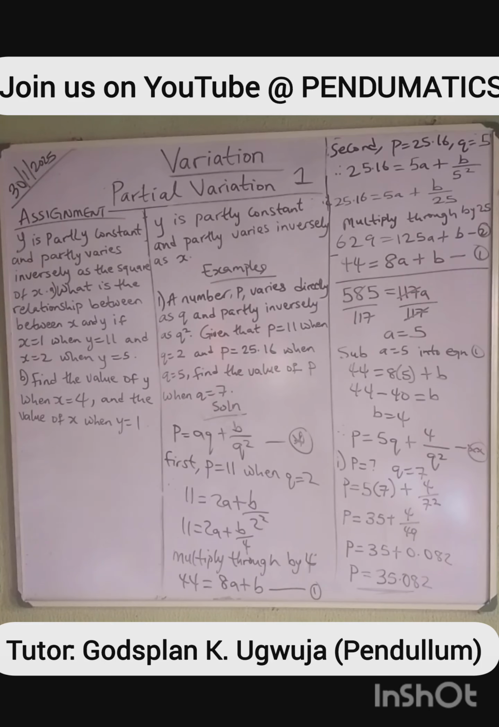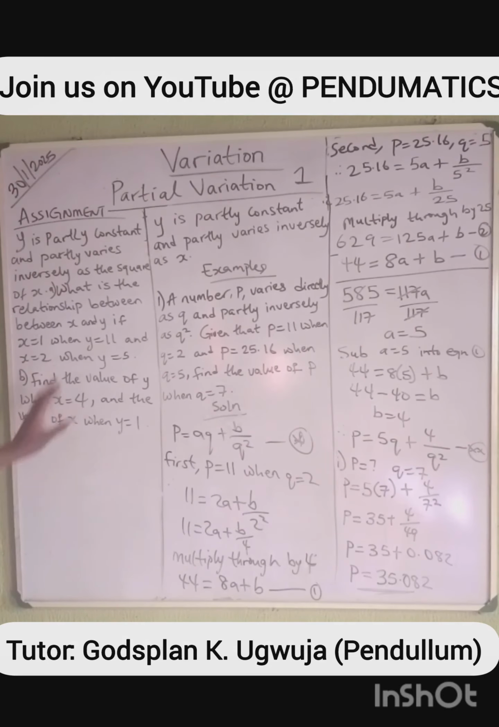and b, or whatever you decide to use as a constant. It must not be a and b. So I can decide to use k and l as my constant, or m and n as my constant. Okay, find the value of y when x is 4 and the value of x when y is 1. So it's something you should be able to do. If you follow what we did here, you should be able to do this.